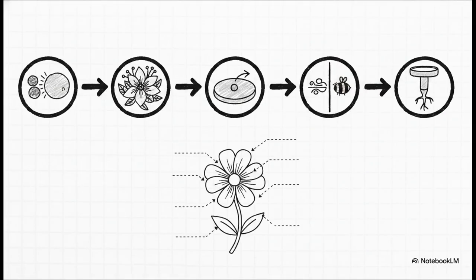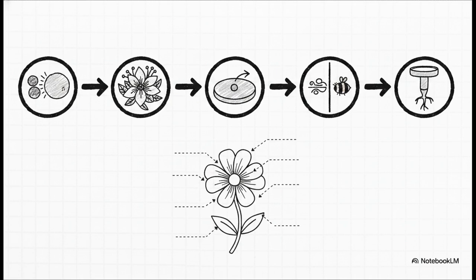First up, sexual reproduction strictly requires 2 gametes fusing into a zygote. Second, macroflower structures are highly specialized for this process. Third, pollination is the mechanical transfer of pollen to the stigma. Fourth, a flower's physical adaptations strictly match its delivery agent, whether that's wind or an insect. And finally, fertilization requires that structural pollen tube growth.